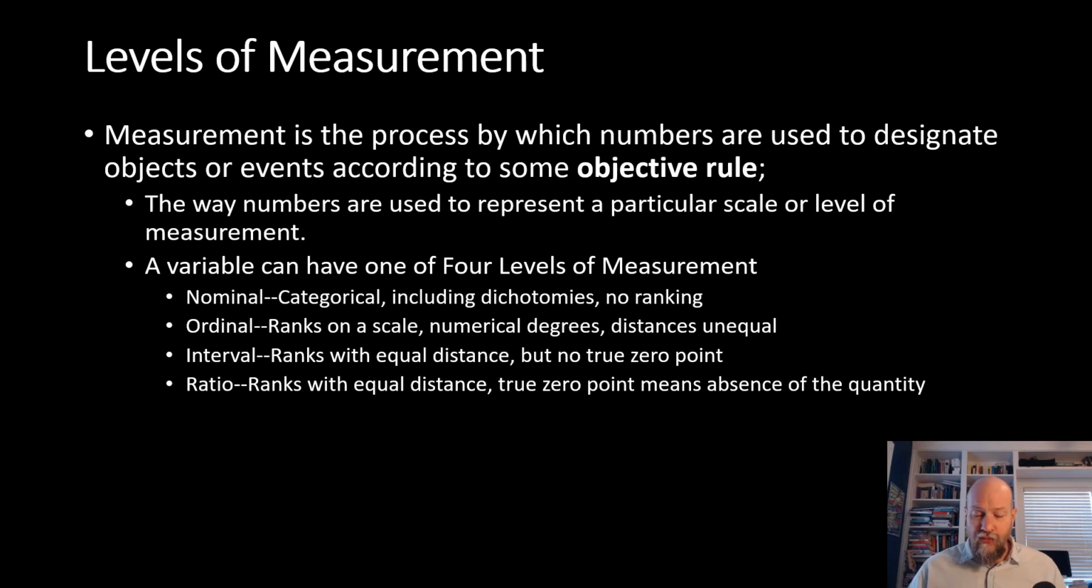Ordinal is where you rank things on a scale. And so there are numerical degrees of difference between these things, but the distances are unequal. And I want you to think about ordinal. A good example of this is, for example, in a foot race, right? If you have 10 people that are running the race, someone comes in first, someone comes in second, someone comes in third, someone comes in fourth, right? So on and so forth down to 10th.